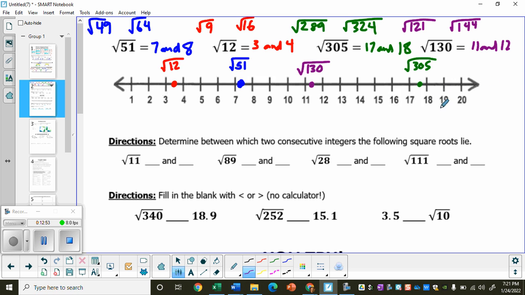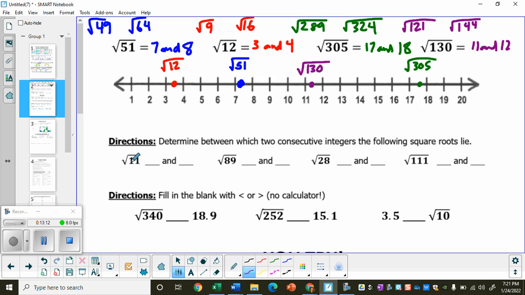Now, without a number line, this part's going to go a little bit quicker. We just want to see, without a number line, how to determine between which two consecutive integers the square root's going to lie. Okay? So on a number line, between which two numbers would it lie, except we just don't actually have to plot it on the number line.